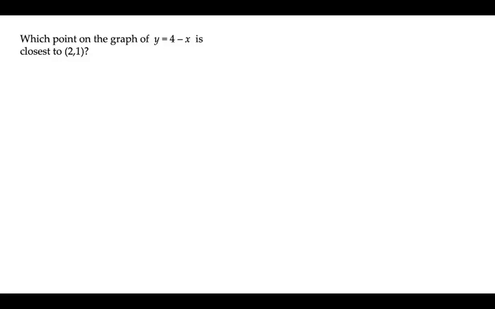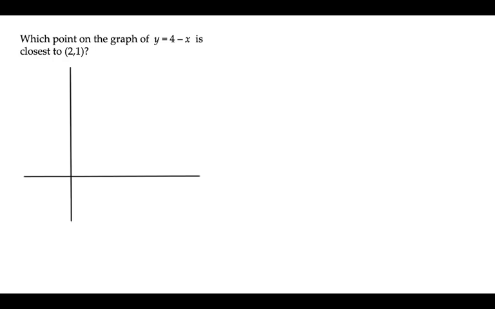Okay, another example from section 4.7, applied optimization problems. Which point on the graph of y equals 4 minus x is closest to (2, 1)? Okay, so let's just draw a picture of this graph to get an idea of what's going on.